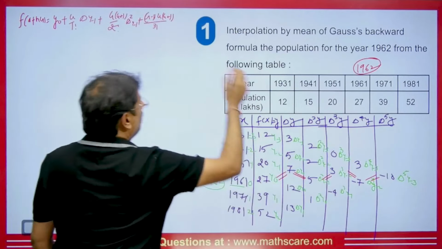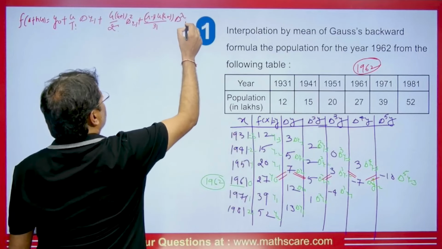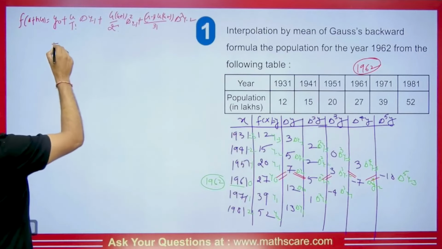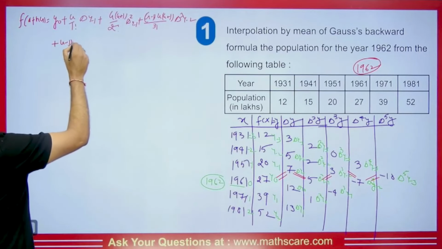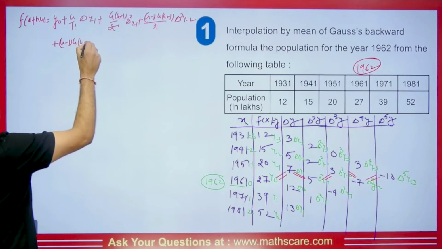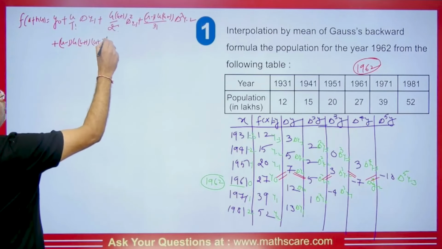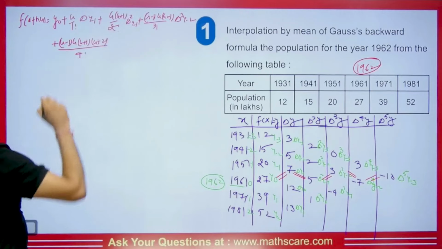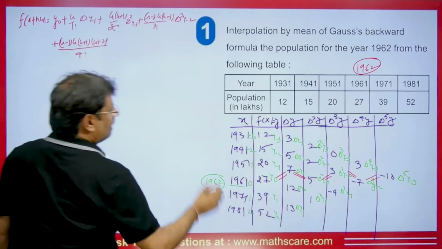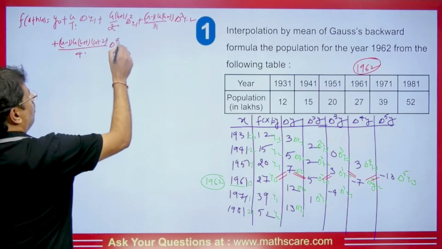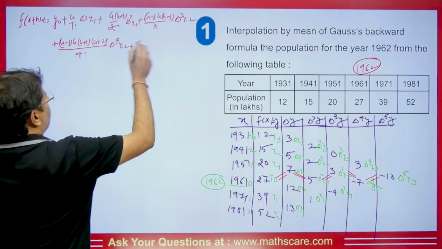It will be del cube y minus 2. Then we will have this value here. Focus here: u minus 1 into u plus 1 into u plus 2 upon 4 factorial. And here we will get del 4 y minus 2, plus now here we will do this again.